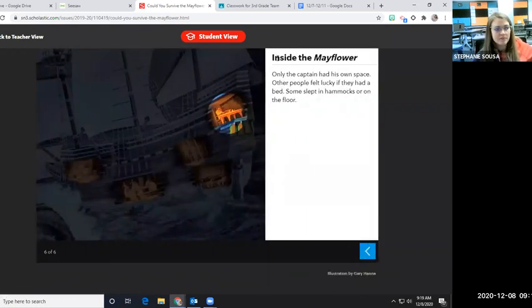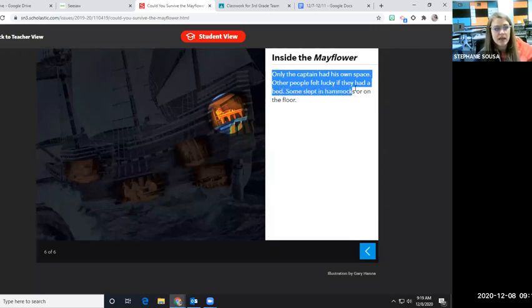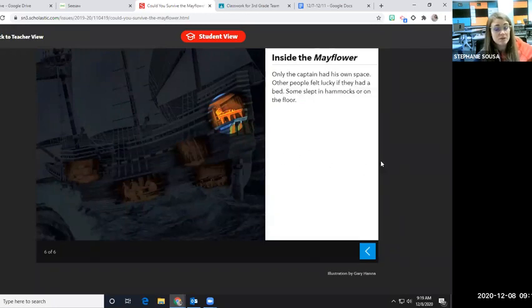Last slide. Inside the Mayflower, only the captain had his own space. Other people felt lucky if they had a bed. Some slept in hammocks or on the floor. So not a lot of space, because remember, there were supposed to be 2 ships and only 1 made it. All righty, go ahead and go back to your article.